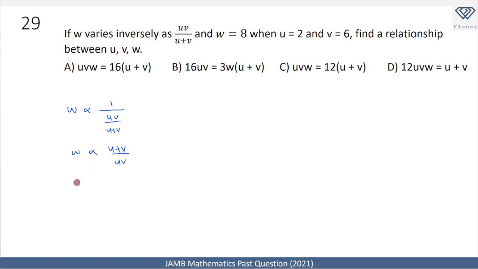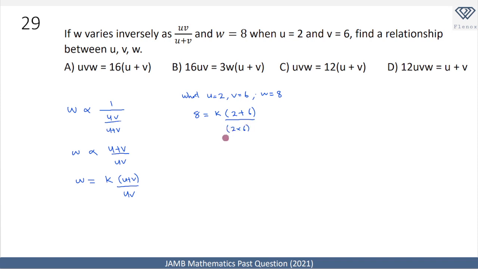So now to remove the proportionality sign, or to change it to equals, we add a constant of proportionality. We call that constant K, so W equals K times U plus V over UV. Now we're told that, from the conditions we are given, when U is 2, V is 6, and W is equal to 8. So we can substitute all of that into here to find what the value of K is. So W is 8, we don't know what K is, now U is 2 and V is 6 over 2 times 6.